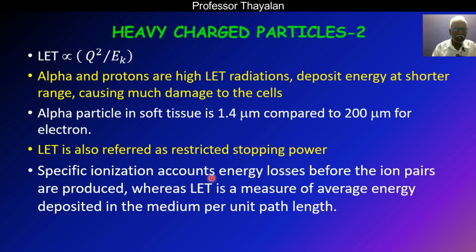What is the difference between specific ionization and LET? Specific ionization accounts for energy losses before the ion pairs are produced, whereas LET is a measure of average energy deposited in the medium per unit path length.